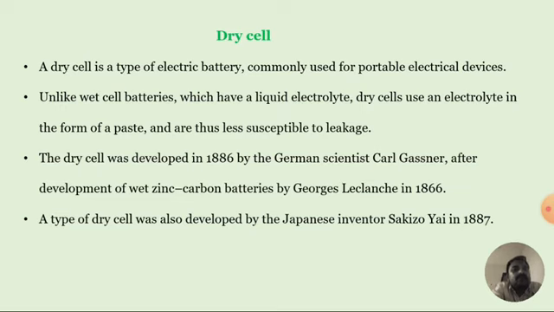The dry cell was developed in 1886 by the German scientist Carl Gassner, after the development of the wet zinc-carbon battery by Georges Leclanche in 1866. The Leclanche cell we discussed already. The Leclanche cell is the first cell. They prepared it with zinc, ammonium chloride and a carbon rod for making the battery. A type of dry cell was also developed by the Japanese inventor Sakizo Yai in 1887. But the zinc-carbon battery is by Georges Leclanche.